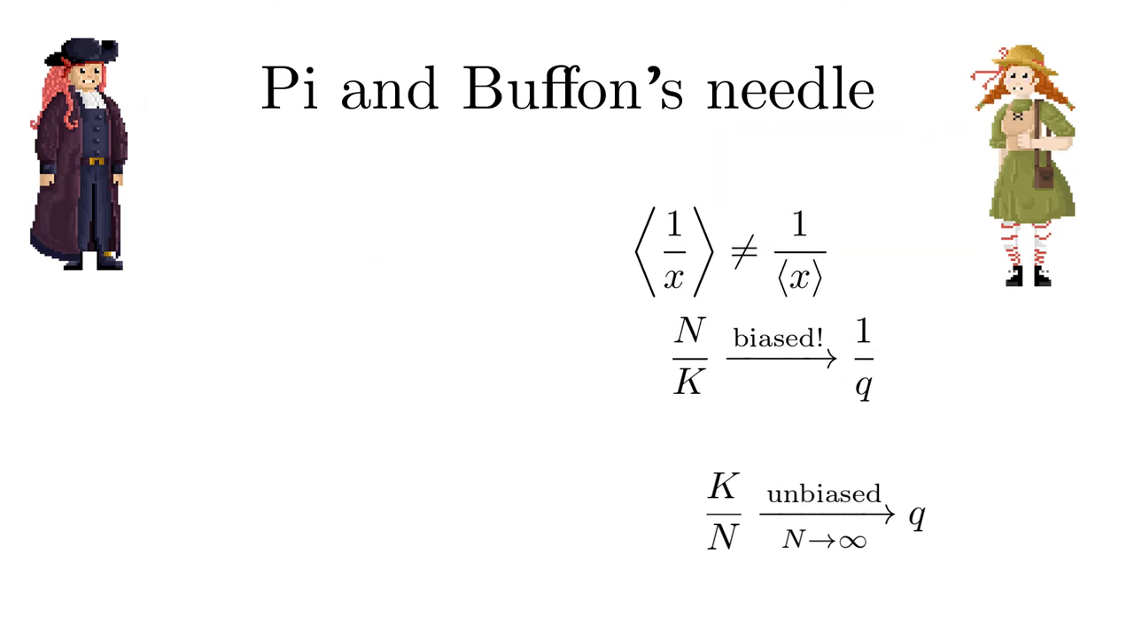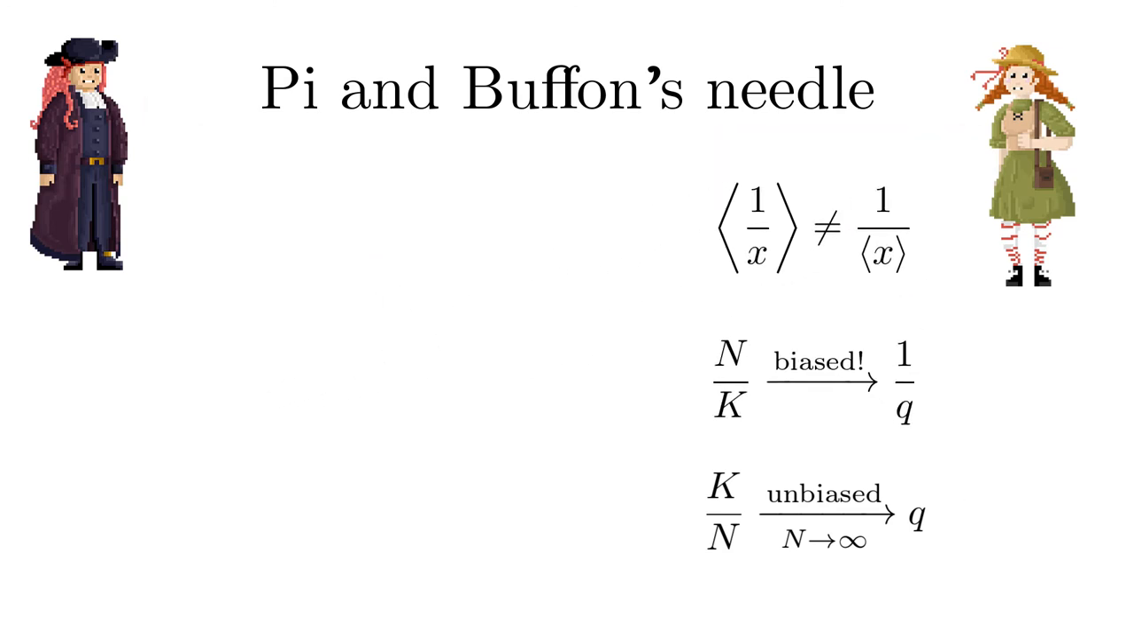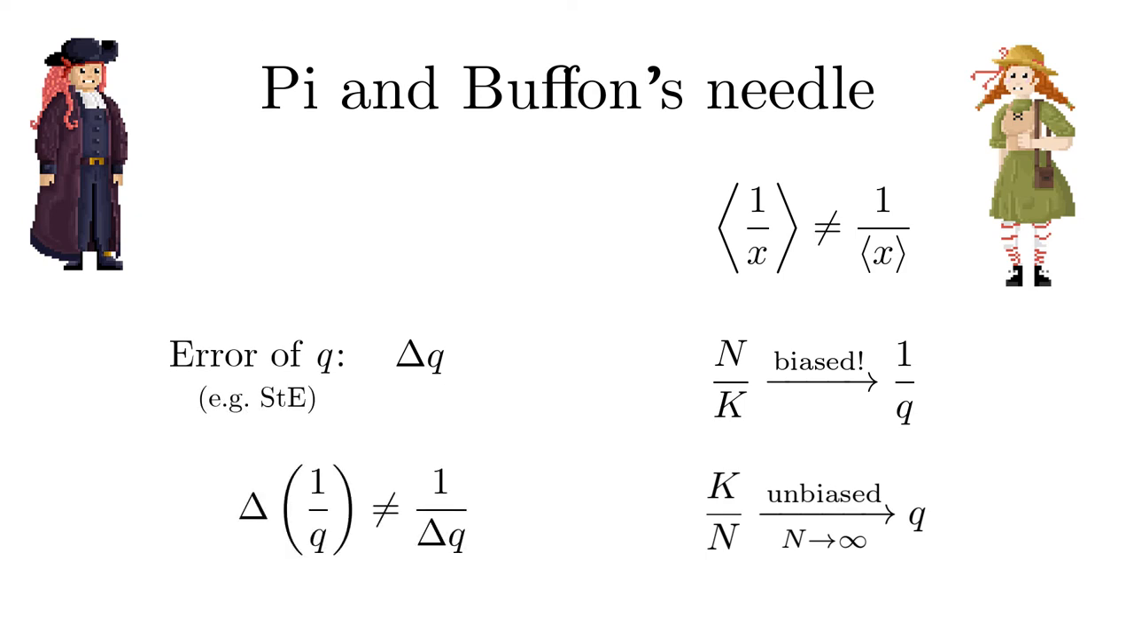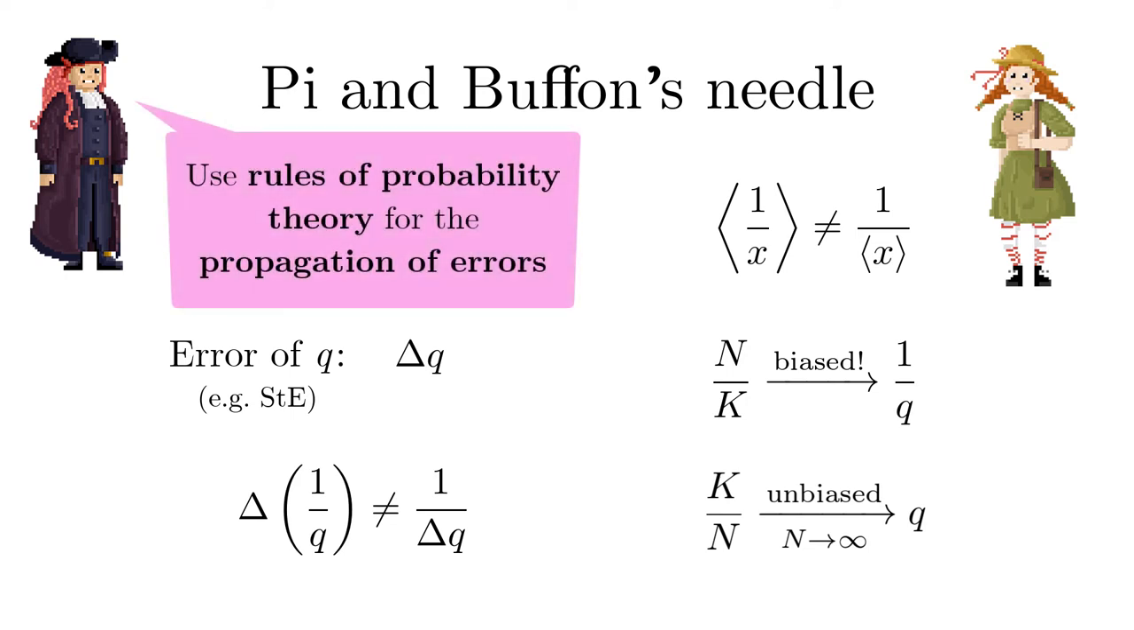The warning becomes even more urgent if looking at transformations of errors. Assume you have a measure delta q for the error of q, for instance the standard error, then the error of 1 over q won't be 1 over delta q. As a side note, it is worth mentioning that the propagation of experimental errors can also be treated with the rules of probability theory.